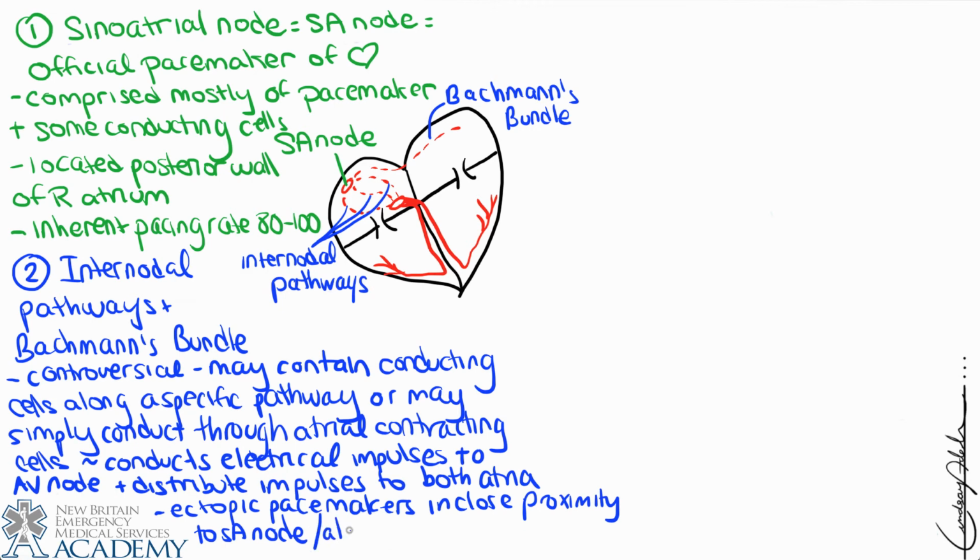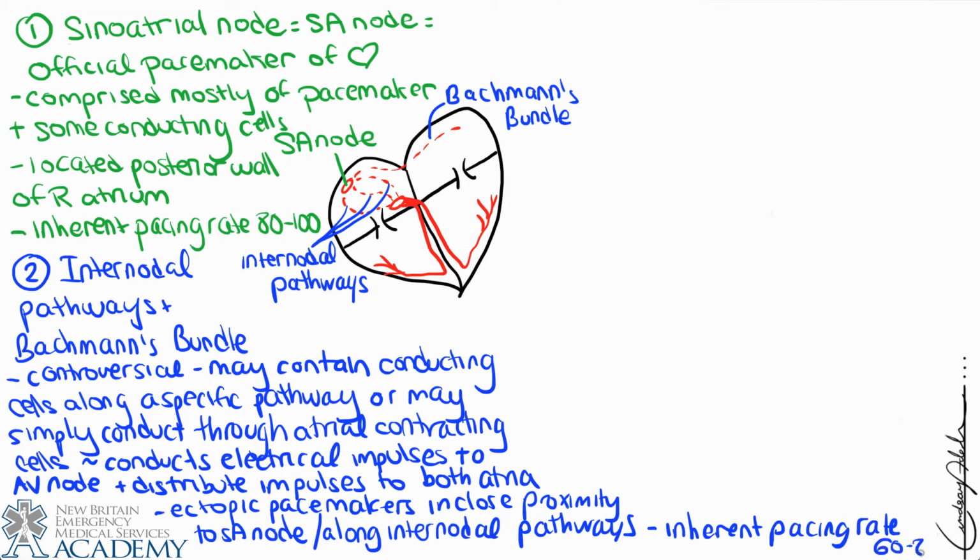Now, there are also some ectopic pacemakers that are thought to be present in very close proximity to the SA node, and if there are internal pathways, then they would be along the internal pathways specifically. And these ectopic pacemakers have an inherent pacing rate of 60 to 80 beats per minute. So in a normal circumstance, the SA node is doing the pacing, and because it's pacing at a faster rate than 60 to 80, the ectopic pacemakers generally won't be able to provide any particular direction to the rest of the heart. But if the SA node was to fail for a variety of reasons, then possibly the inherent pacers of the atria would be able to take over.